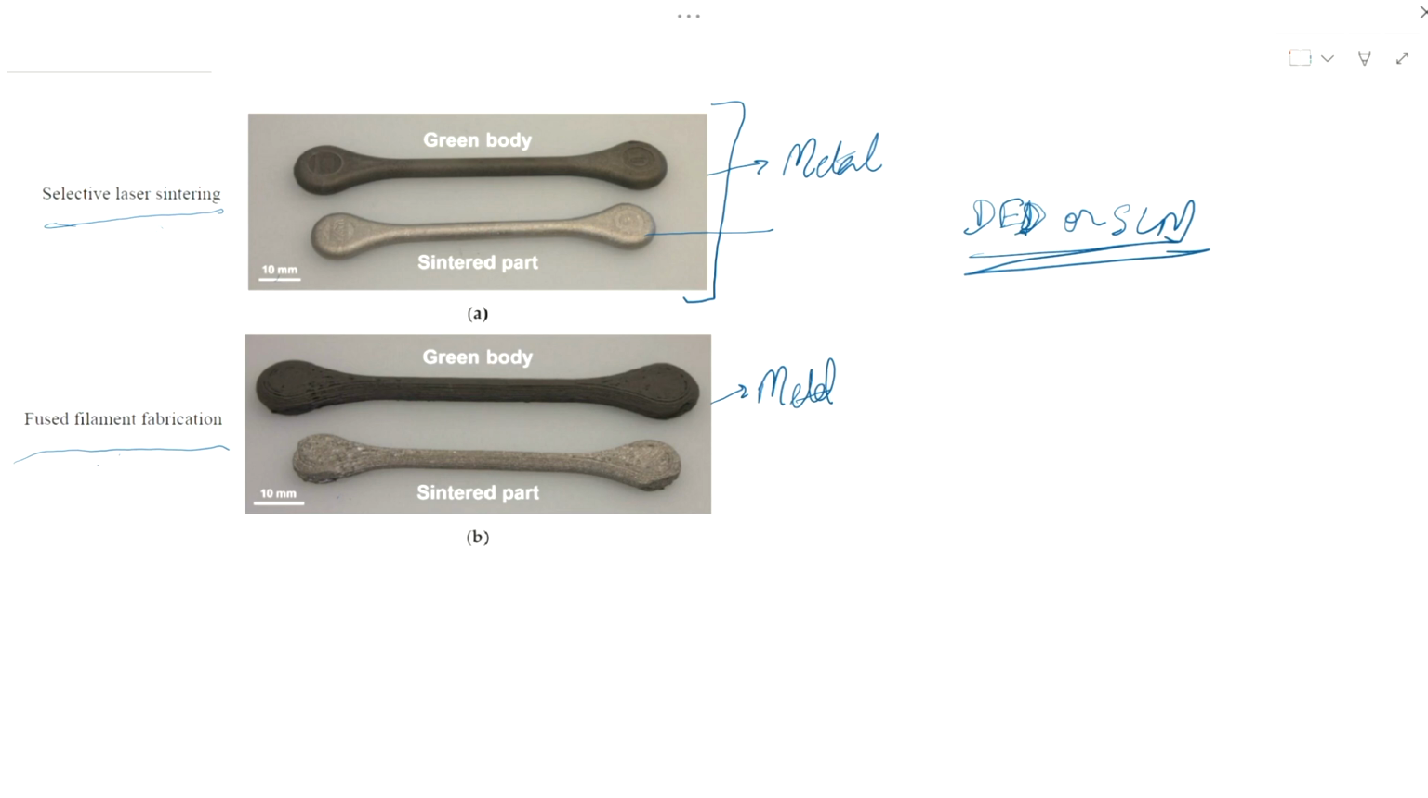Now we know that the microstructural property will be better in the SLS process. So this was about some theory questions which I have covered through this concept. Next we'll go to some questions.